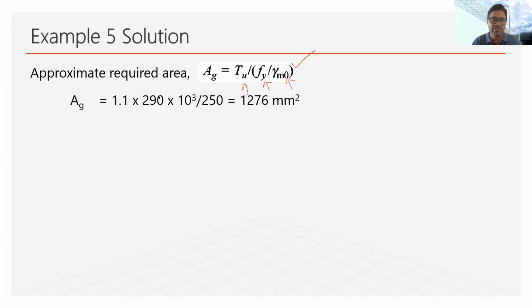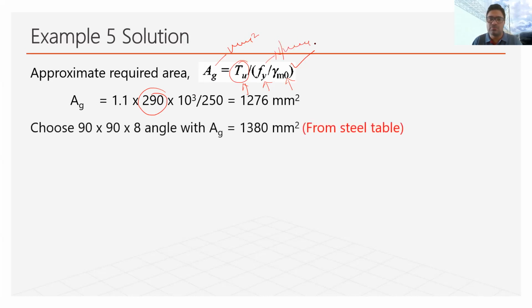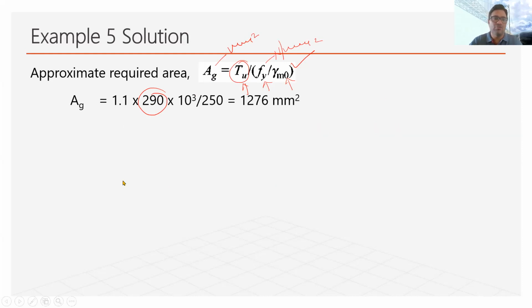Tu is the factored tensile force. It is already given as 290 kilonewton. Well, this Ag will be in mm square. So because of that, we have to convert the Tu value in Newton, because the Fy value is also in Newton per mm square. So to get the value of Ag, we will convert all the values in Newton and mm.